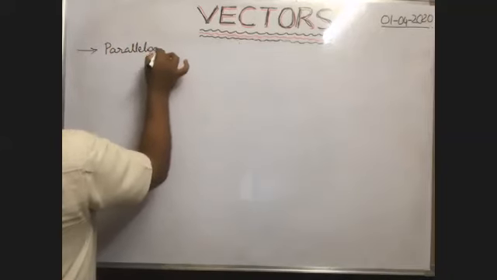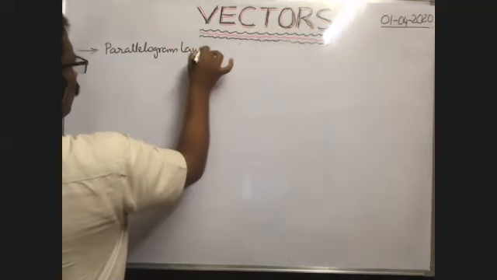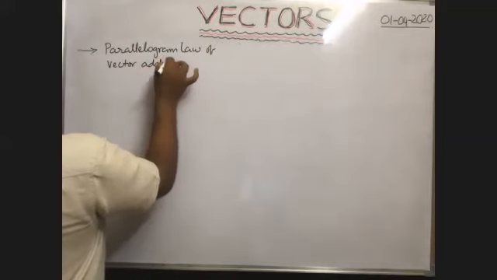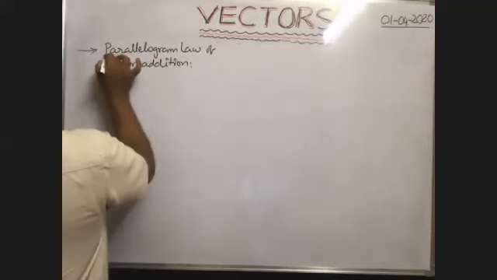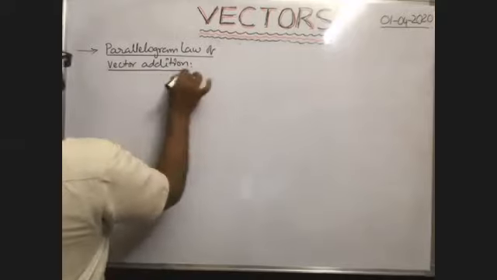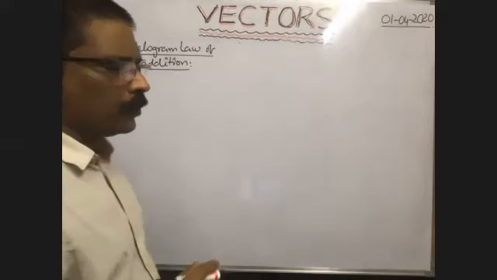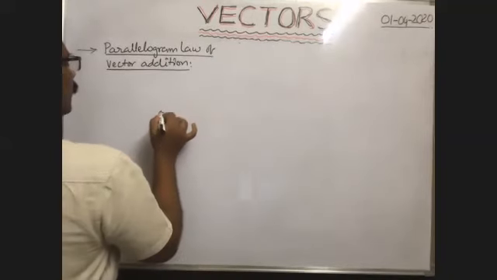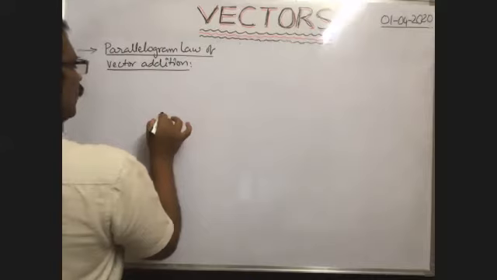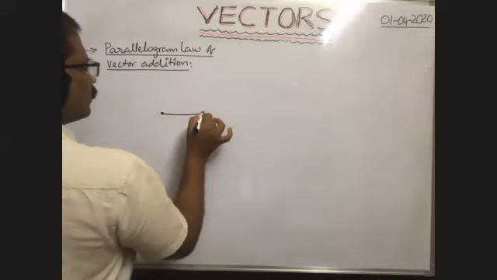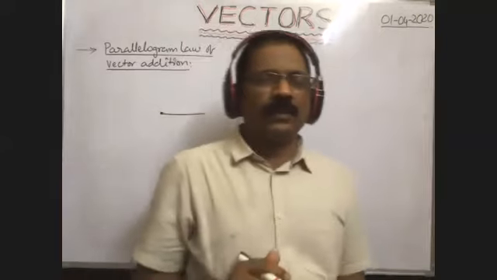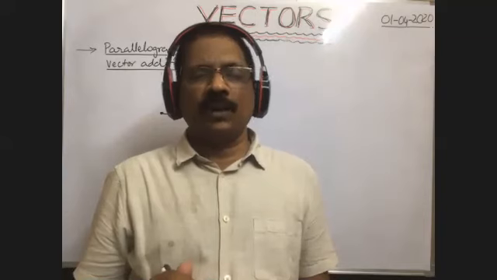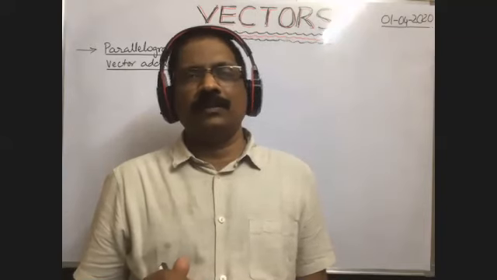Parallelogram law of vector addition. Suppose a point or a particle possesses two velocities simultaneously. Is it possible for the particle to have two velocities simultaneously?